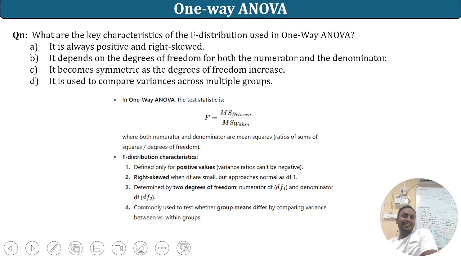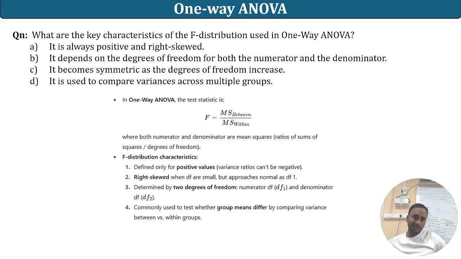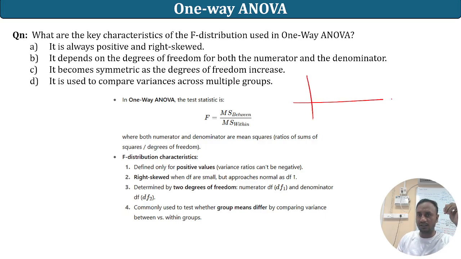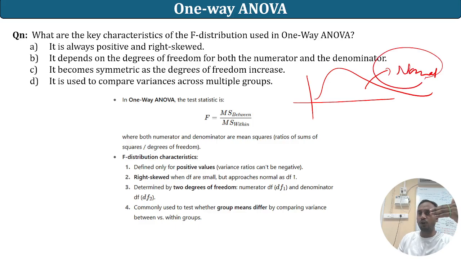Now, what is the key characteristic of the F distribution used in a one-way ANOVA? What are the properties of the F distribution? It is always positive and right skewed, which we have seen in the F distribution. As the number of samples increases, it tends toward a normal distribution. It's positively skewed. It's a variance, or error, so it's not going to become negative. This option is a correct option.